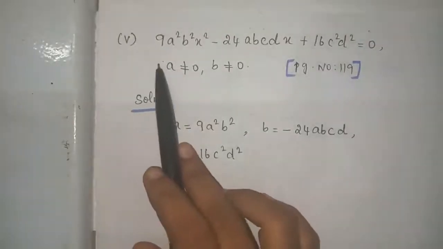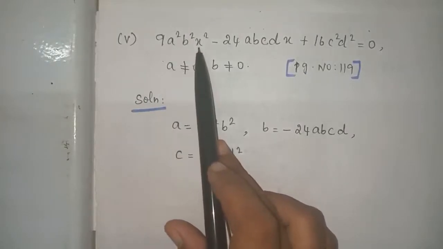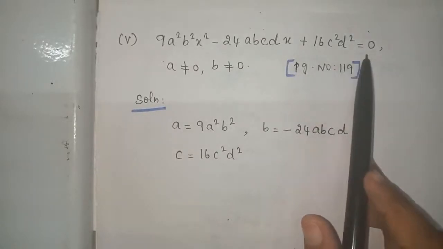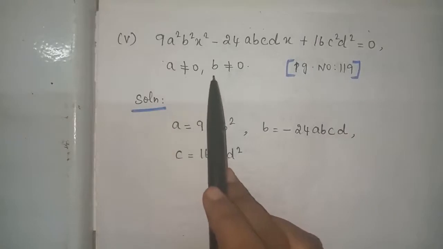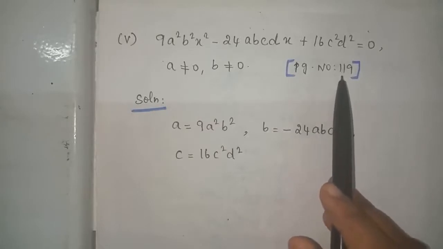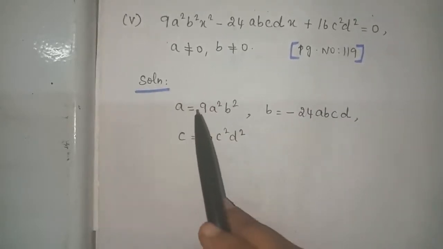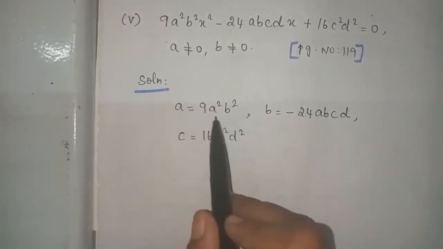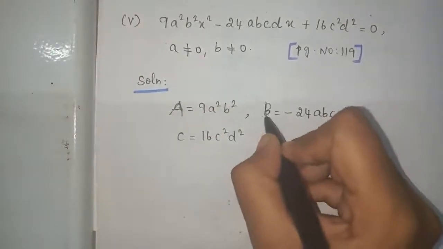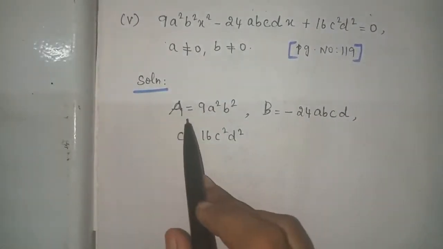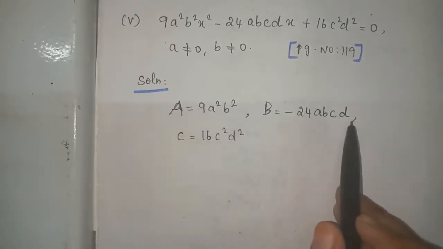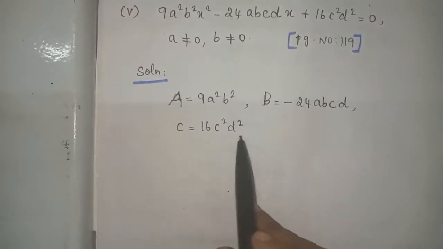First problem, fifth subdivision, 9a square b square x square minus 24 abcdx plus 16 c square d square is equal to 0, where a not equal to 0, comma b is not equal to 0. This problem also belongs to same page number 119. So solution, here you have the small alphabet A. So we consider this as a capital A, capital B and capital C. So capital A is equal to 9a square b square and capital B is equal to minus 24 ABCD and capital C is equal to 16 C square D square.